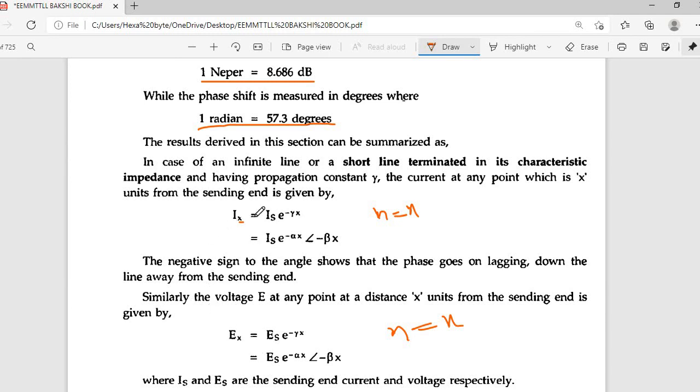See, the equations are correlated. Ix, Ex, Is is the sending current, and Es the sending voltage. E power minus gamma x, e power minus gamma x. Both equations, current and voltage, are correlated. So that is the attenuation: how the current gets attenuated, how the phase constant varies, how the voltage varies and gets attenuated in the transmission line, how the voltage varies in terms of phase constant. Like that we discussed today. Next class we will look into the next topic.